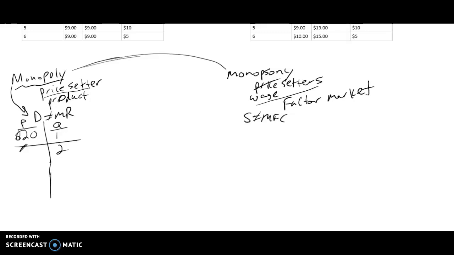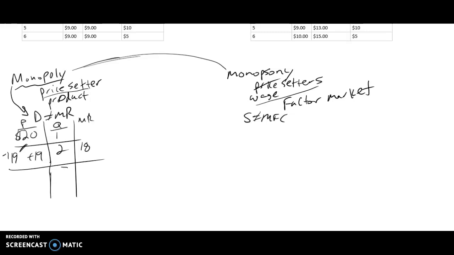They have to lower the price of the first one that they could have sold at 20, and they have to lower it to, let's call it, 19. So they're minus 1 on the one that they could have sold for 20, but they're plus the 19 on that second one. So their marginal revenue for that second one is the extra 19 minus the 1. So it's going to be 18.